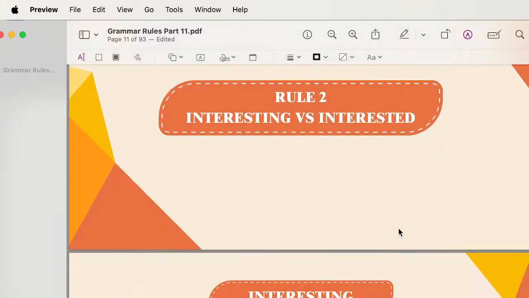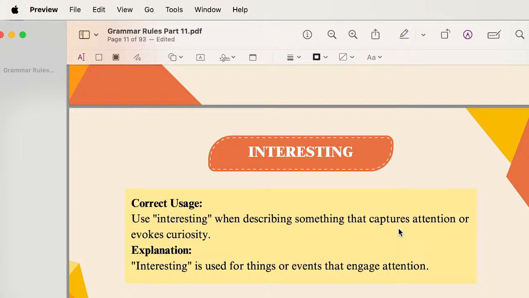Interesting could be used to describe something that captures attention or evokes curiosity. Something that captures your attention, something which is very captivating, very attractive. It gains your attention. Then in that case, you use the word interesting. Or something that evokes curiosity, something which is very fascinating. For that thing, object, or maybe people, we use this word interesting. Interesting is used for things or events that engage attention.